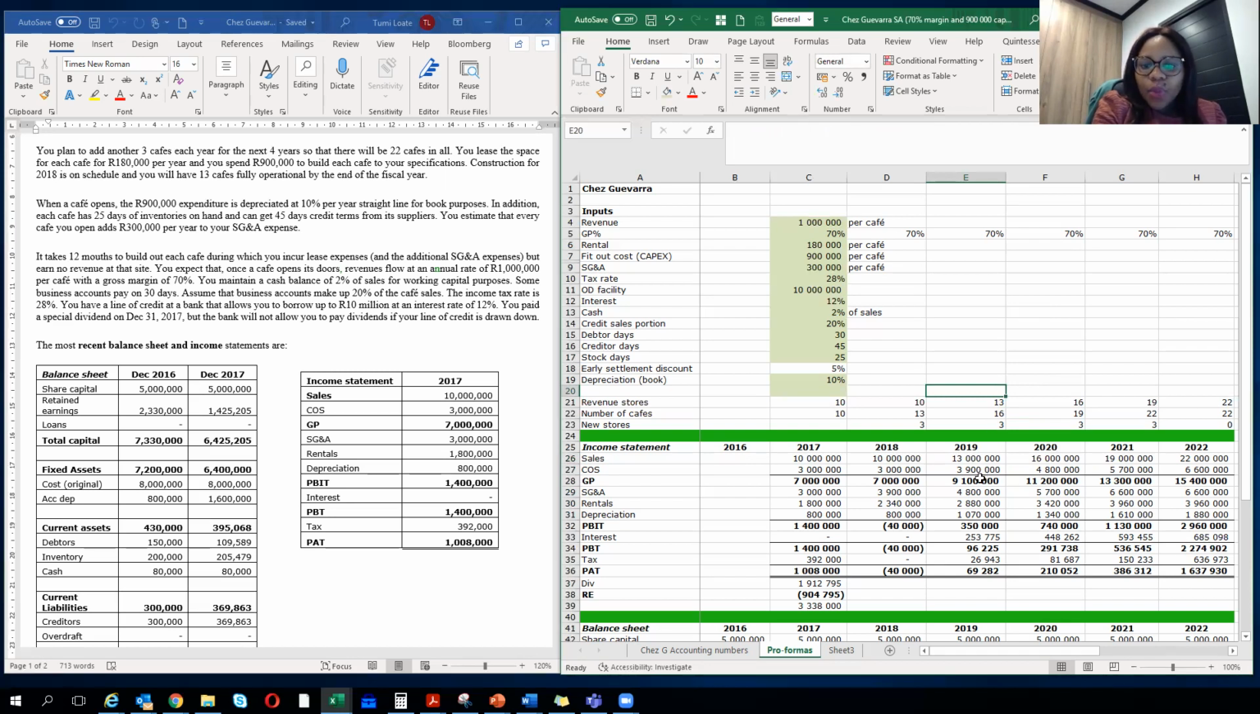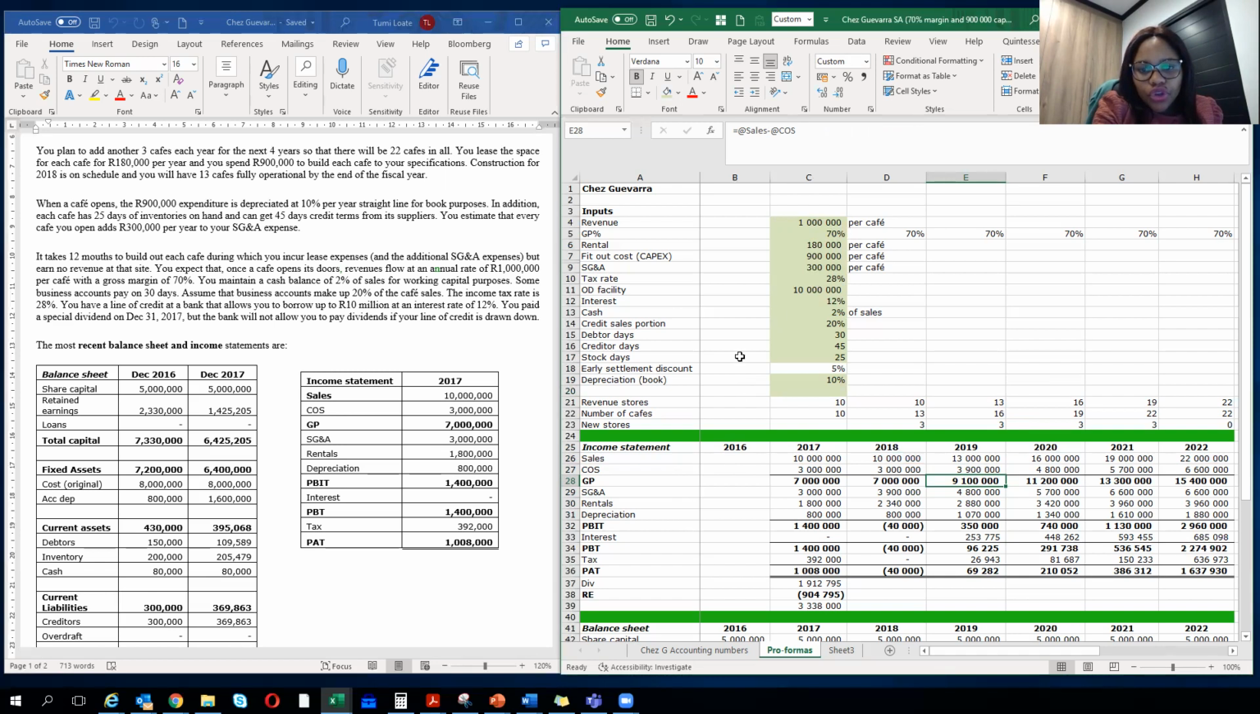Okay, then we need to calculate the gross profit margin. All you're bringing in here in this line is your sales less your cost of sales. Remember, your cost of sales needs to be taken into account. You need to take into account the gross profit margin of 70% that they've given you here at the top.